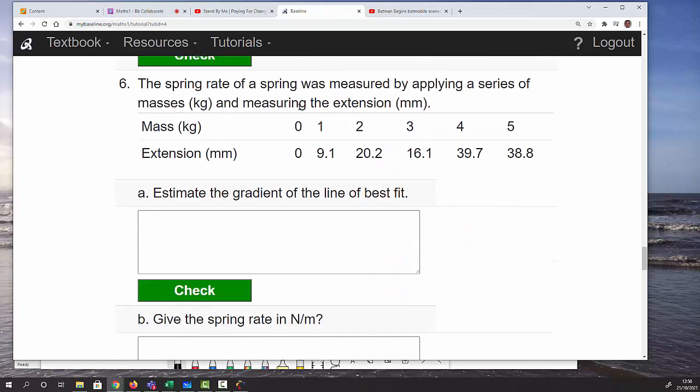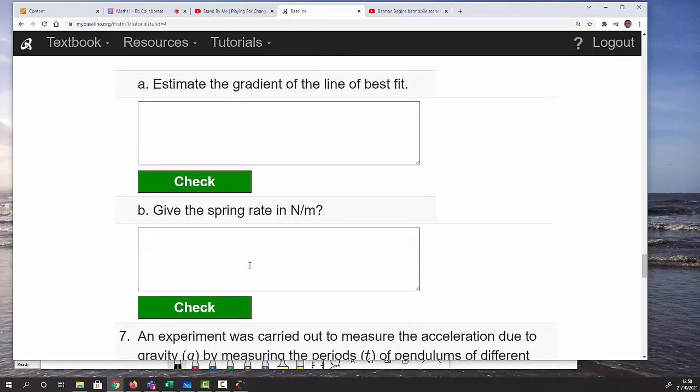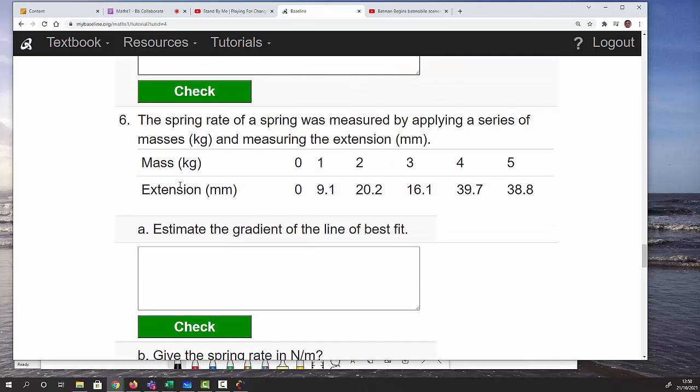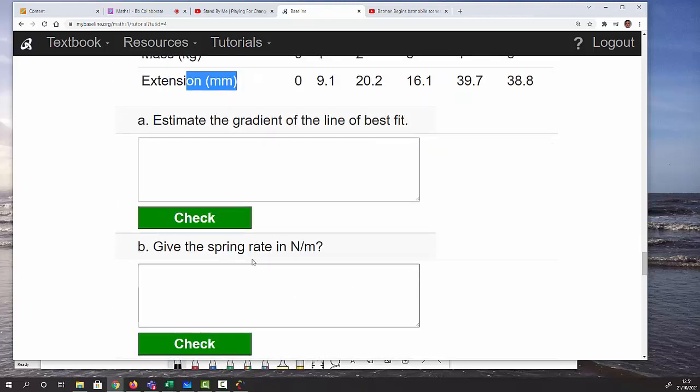Spring rate, again, you've got data, stick it into Excel, get the line of best fit, and just be careful. I'm giving you the mass in kilograms and the extension in millimeters. I want the spring rate in Newton meters, so you've got to do some unit changing there.